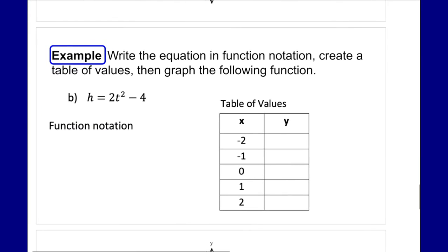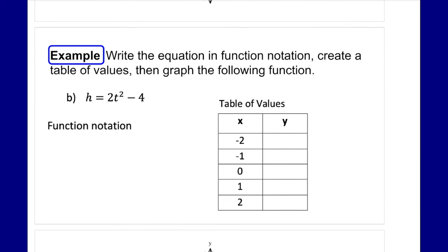Looking at the next example, h equals 2t squared minus 4, our function notation is going to be a little bit different. Because we're not dealing with y or x, we're dealing with h and t, we're going to have to write it slightly different. So we're going to say h at t instead of f at x is equal to 2t squared minus 4. So a slight change to the function notation, but same general idea.